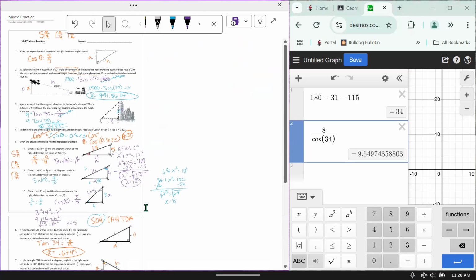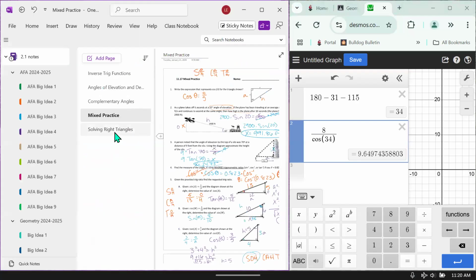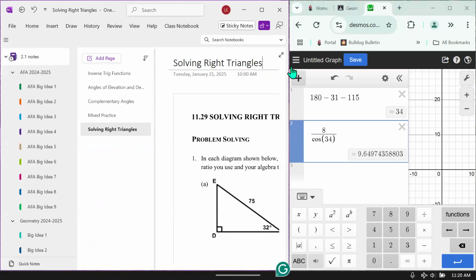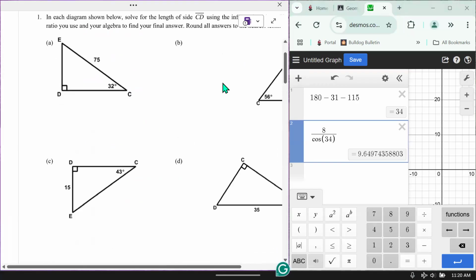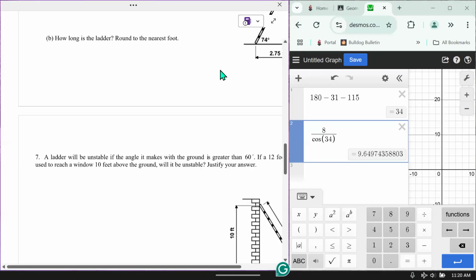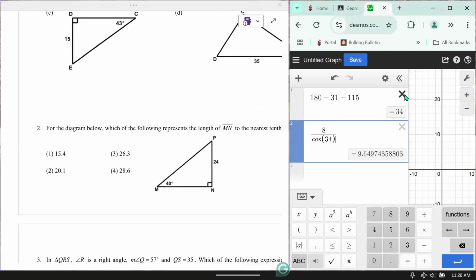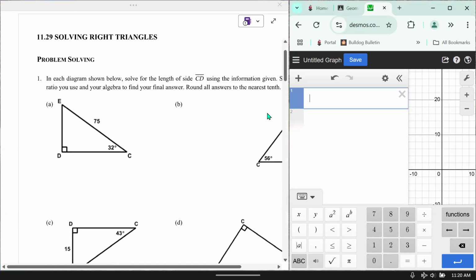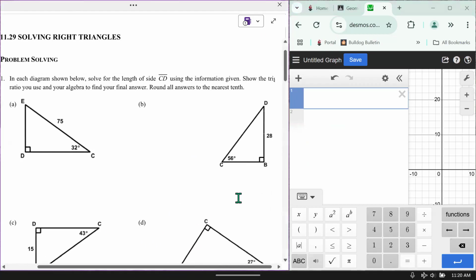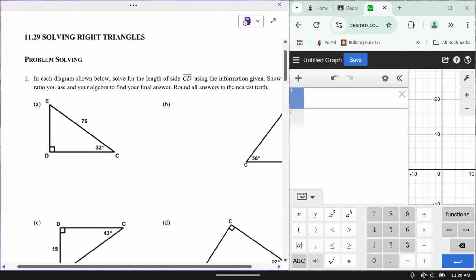Woo, mixed practice complete. Okay, our last worksheet is the solving right triangles. Okay, we're so close. This one is a bit long. That's okay. We got this. Pause the video if you need to go take a bathroom and snack break. But let's do this thing.